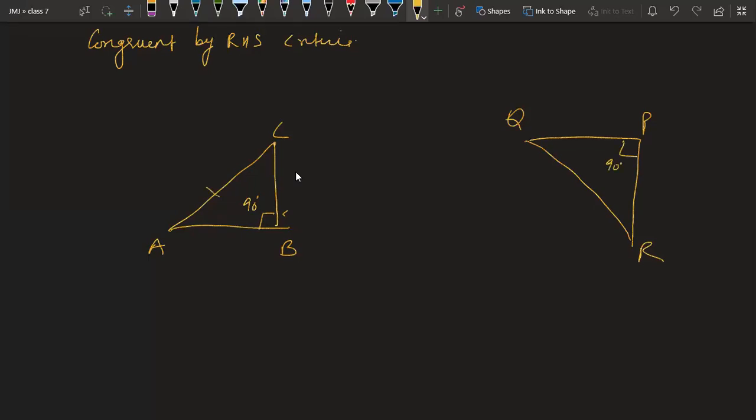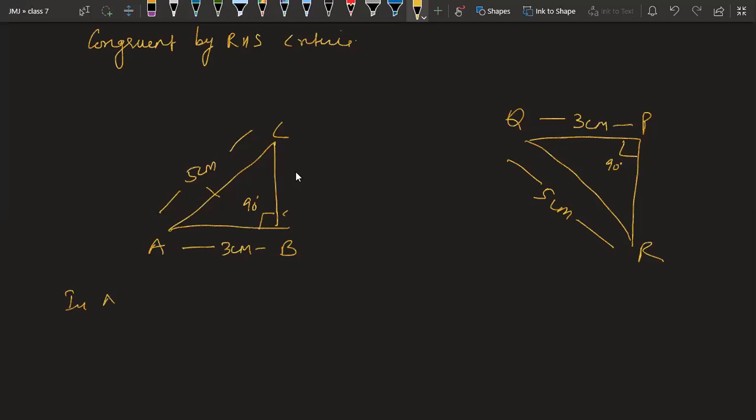Suppose AC is given to us as 5 centimeter. This QR is given to us as 5 centimeter. This AB is given to us as 3 centimeter. And this is also 3 centimeter. The full form of RHS is right angle, hypotenuse, and side. So class, try to first write what is given to us.